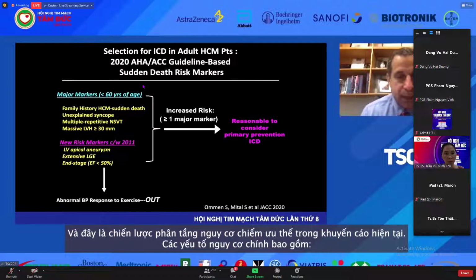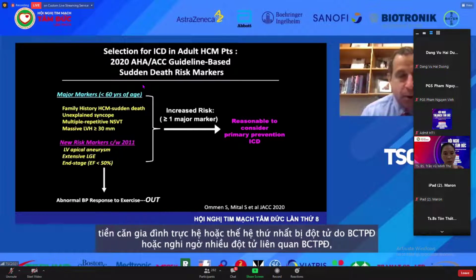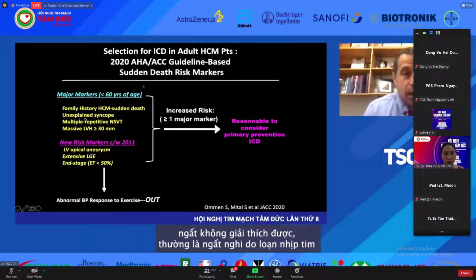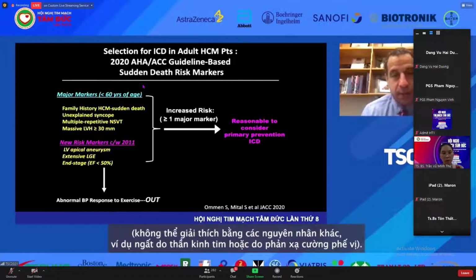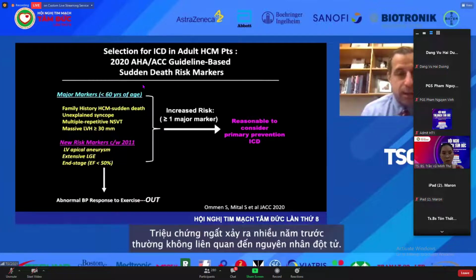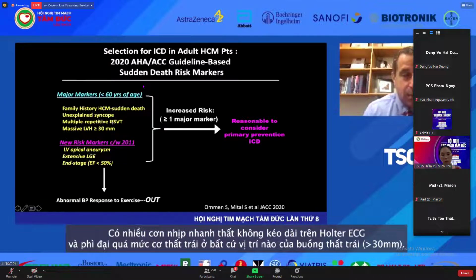It's based on the identification of one or more non-invasive major risk markers shown here: family history of a close or first-degree relative who has died suddenly from HCM, or judged likely to be due to HCM sudden death. Unexplained syncope, usually syncope that's considered arrhythmogenic, trying your best to exclude neurocardiogenic or vasovagal syncope. And it's usually syncope that's recent to the time you're evaluating the patient, where more remote syncope that occurred years before the evaluation is much less predictive of sudden death. Multiple repetitive non-sustained VT on ambulatory monitoring, and massive left ventricular hypertrophy, anywhere in the LV chamber, of 30 millimeters or more.